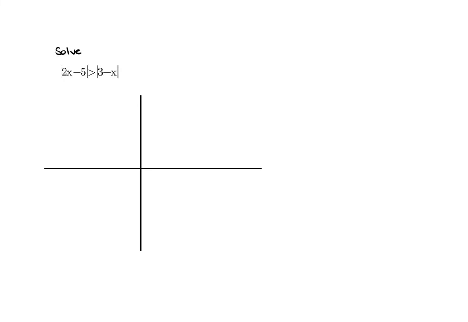In this video, I'm going to solve a modulus inequality using a graphical method. So the first thing I'm going to do is draw the graphs of the functions on either side of the inequality. So I'm going to start by drawing the modulus of 2x minus 5. To do this, I'm going to work out what my original y equals 2x minus 5 would look like.